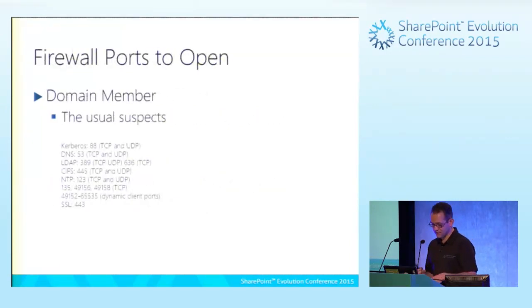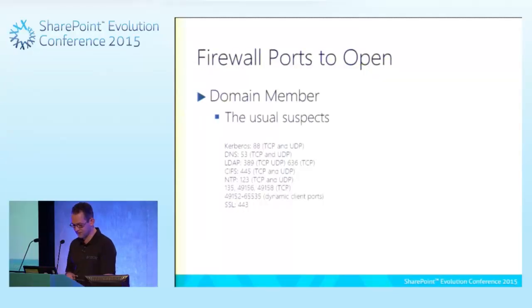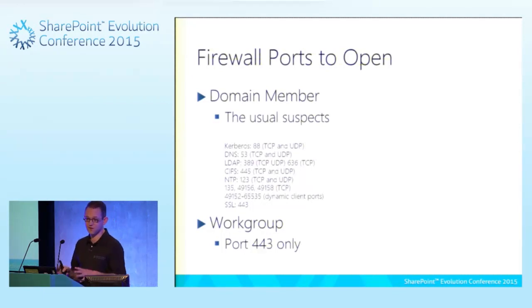So if you want to put your web server in a domain, these are the usual suspects, the ports that you have to open. That's why the network people don't like you again. So a lot of ports, but if you don't, it doesn't work. You can't be a domain member without opening these ports. And if you have your web server in a workgroup, it's just one single port. Everything is done through port 443. But again, it depends on what kind of SharePoint configuration you have, which topology you can use. You cannot just choose workgroup because it's more secure, and then use Windows authentication with SharePoint. Unfortunately, that doesn't work.